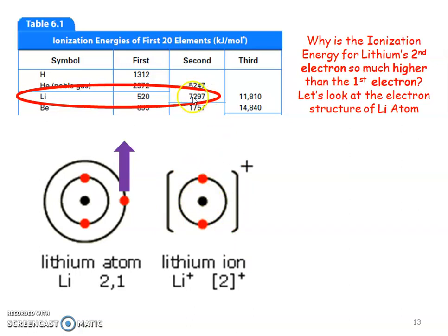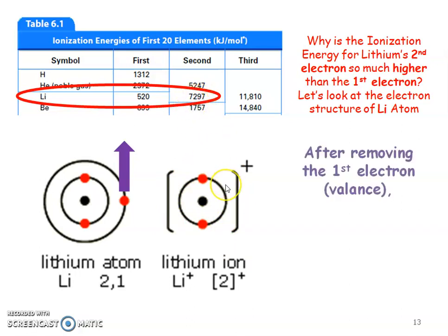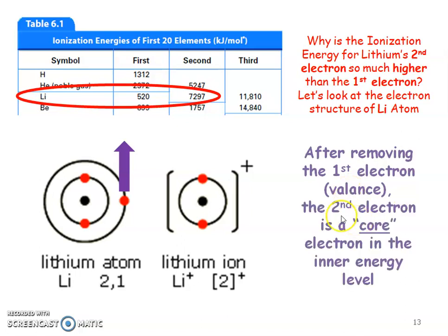So what happens? Why is it so much to take that second one away? Well, after removing the first valence electron, I spelled valence wrong. The second one now becomes our core electron. That's why we talked about valence and core electrons before. So that core electron is on the inside energy level. It's going to take an extreme amount of energy in order to remove a core electron. So valence electrons are easier than core electrons to be removed.